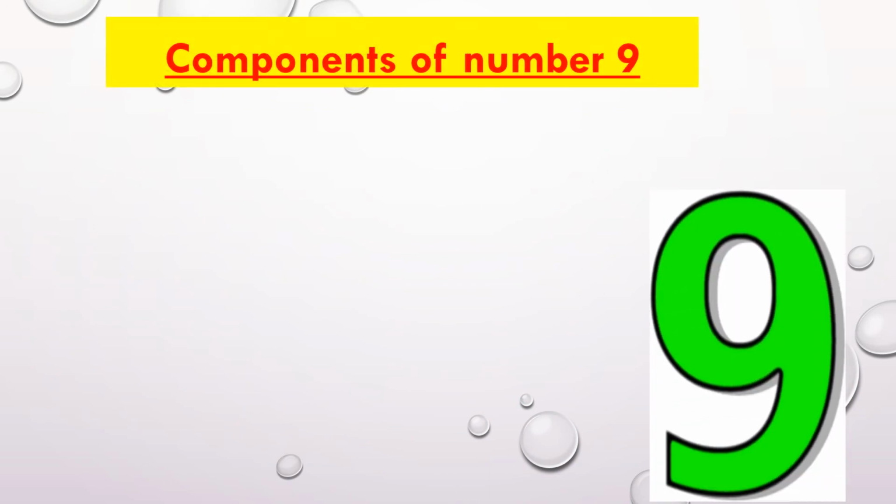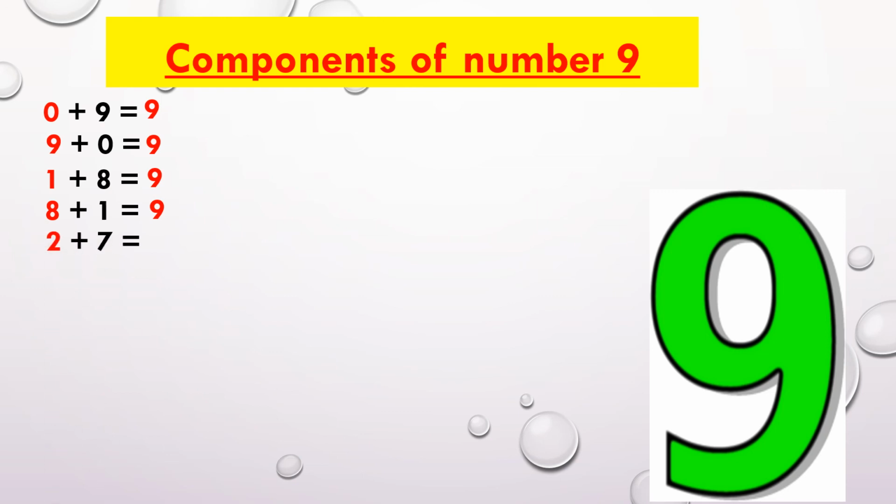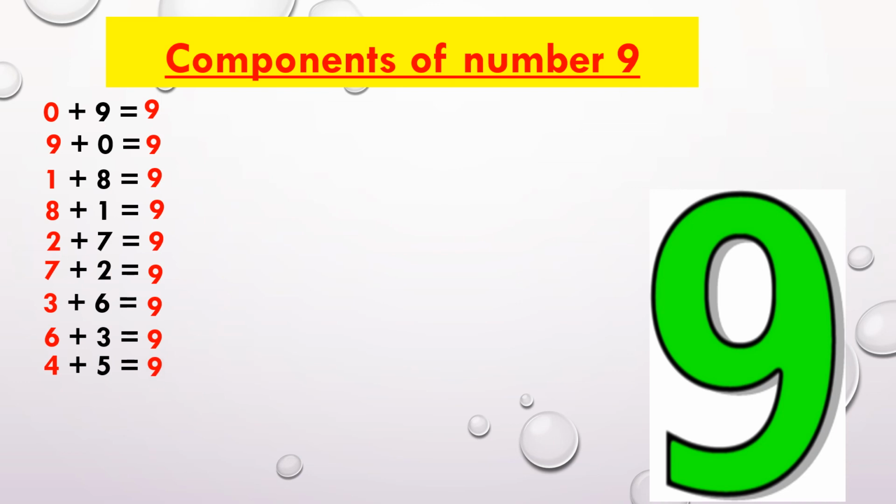Components of number 9. 0 plus 9 equals 9. If I switch the numbers, 9 plus 0 equals 9. So 0 and 9 are components of number 9. 1 plus 8 equals 9. If I switch the numbers, 8 plus 1 equals 9. So 1 and 8 are components of number 9. 2 plus 7 equals 9. If I switch the numbers, 7 plus 2 equals 9. So 2 and 7 are components of number 9. 3 plus 6 equals 9. If I switch the numbers, 6 plus 3 equals 9. So 3 and 6 are components of number 9. 4 plus 5 equals 9. If I switch the numbers, 5 plus 4 equals 9. So 4 and 5 are components of number 9.